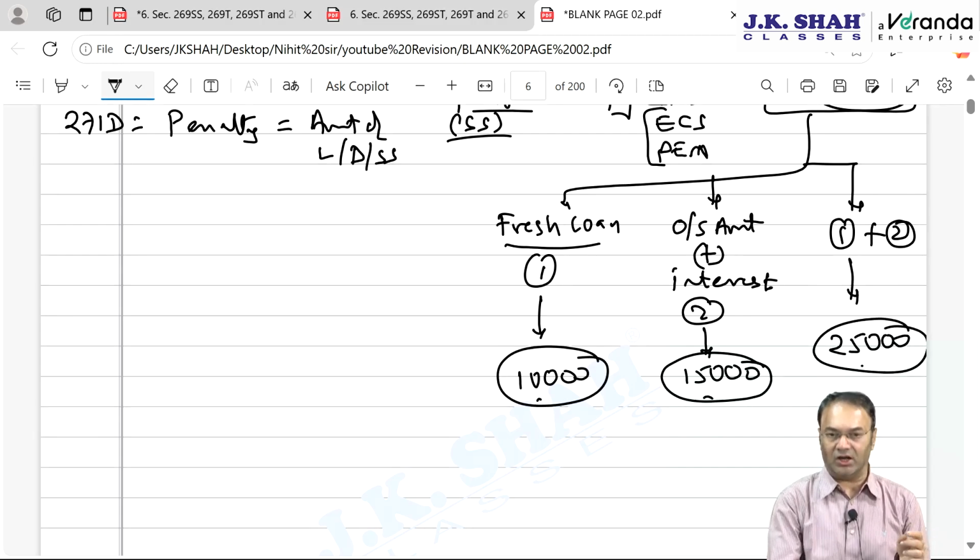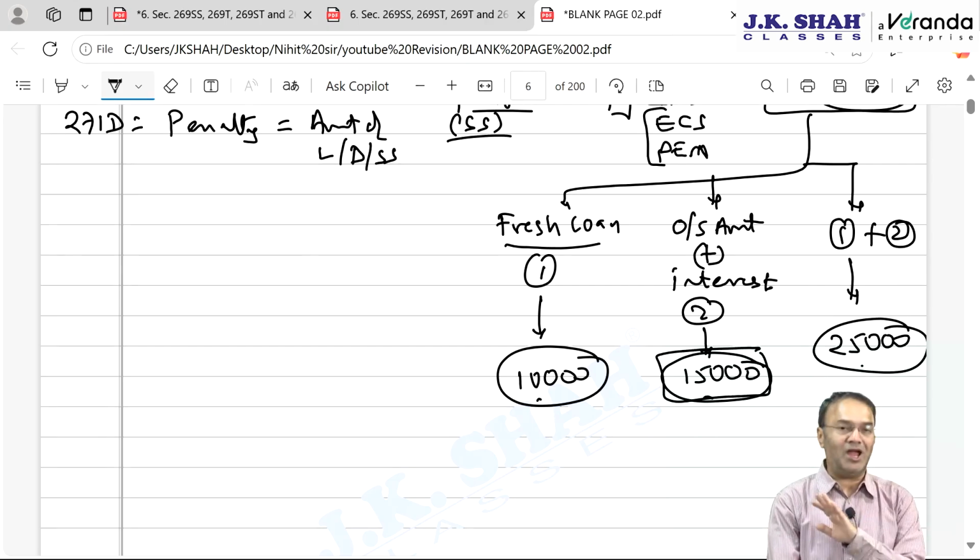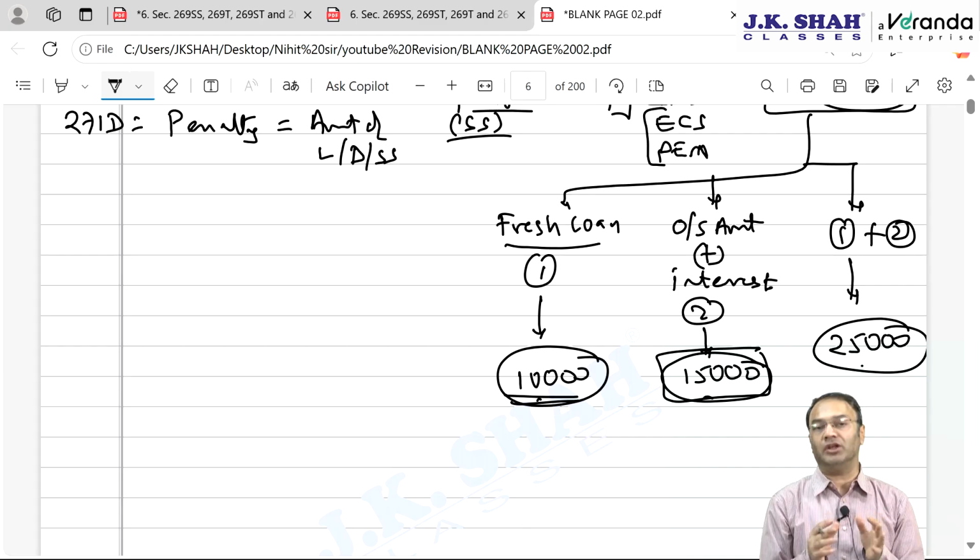Section will be attracted. Section will be attracted means what? Means the further transaction, the earlier transaction could have been by any mode. The further transaction, that is the fresh loan amount, should compulsorily be by way of account payee cheque, account payee draft, ECS or prescribed electronic mode. Otherwise, penalty will be levied.